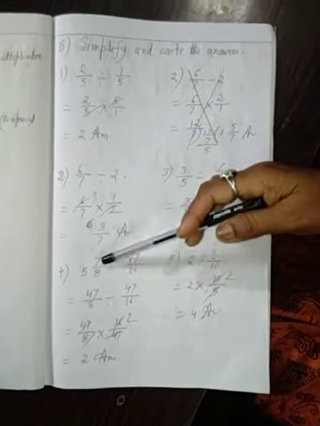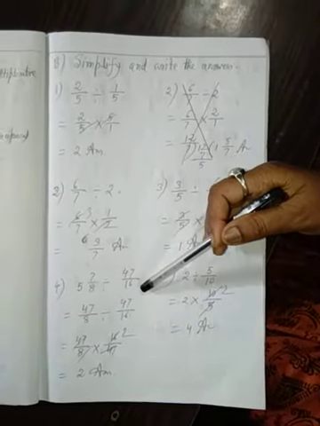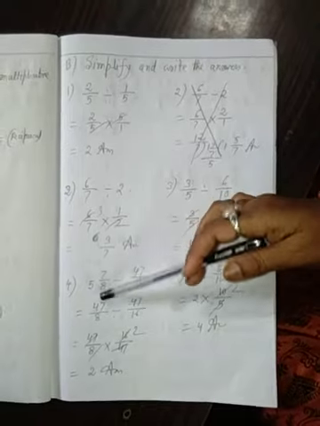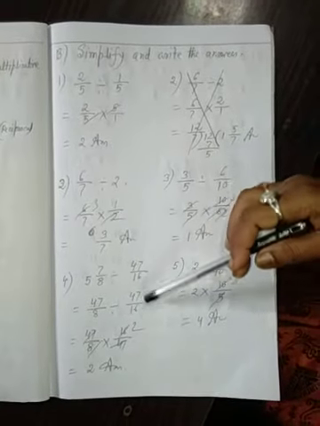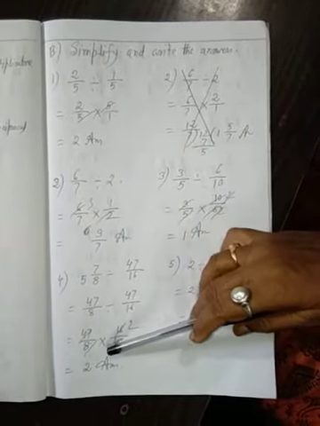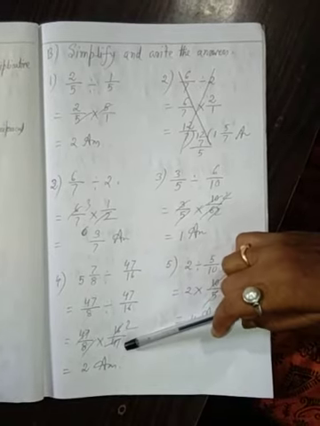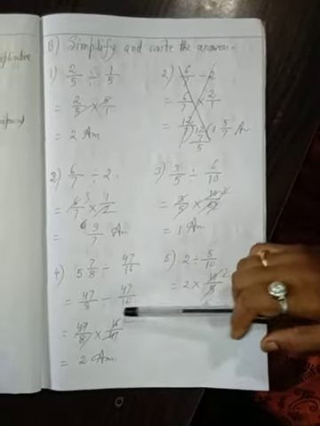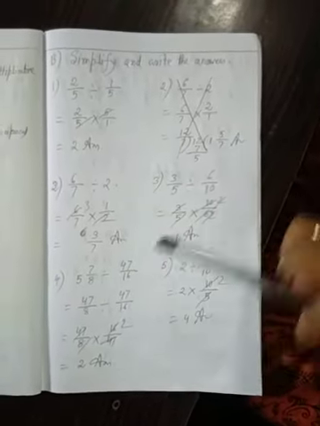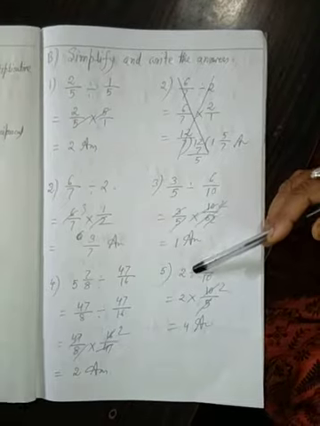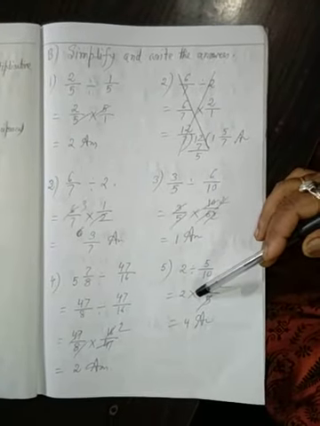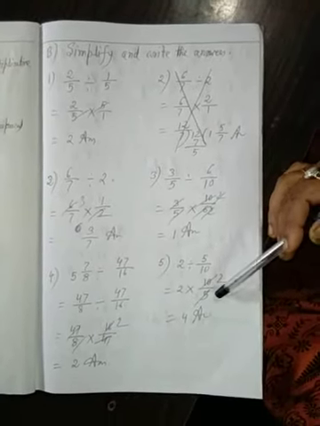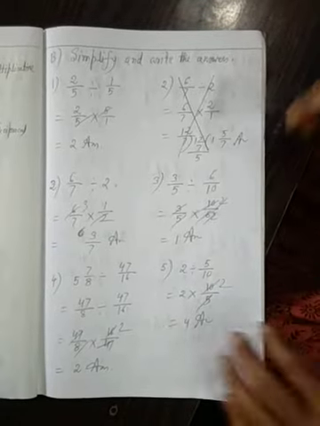4. 5 7 by 8 divided by 47 by 16. 5 8s are 40 plus 7 is 47 by 8, divided by 47 by 16. 47 by 8 into the reciprocal, 16 by 47. 47 and 47 cancel, 8 into 2 is 16. That is the answer, 2. 5. 2 divided by 5 by 10. 2 into the reciprocal, 10 by 5. 5 2s are 10. 2 into 2 is 4, the answer.